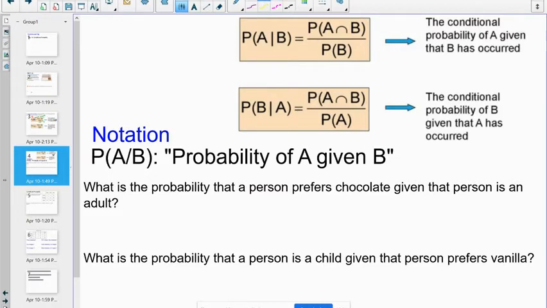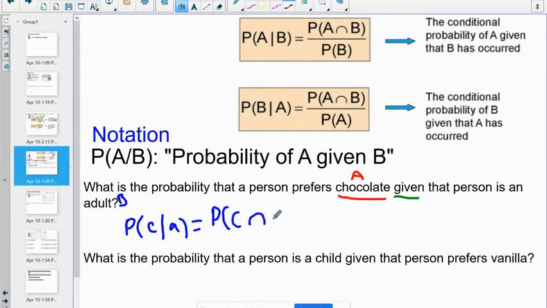Okay. Chocolate, I'll say that's A, given that the person is an adult. So that's B. Remember, the probability of, I'm just going to do C for chocolate, given A for adult, is equal to the probability of chocolate and adult over the probability of, and what's our denominator? It's going to be B, so that is the probability of being an adult. We're not solving it right now, we're just setting it up.